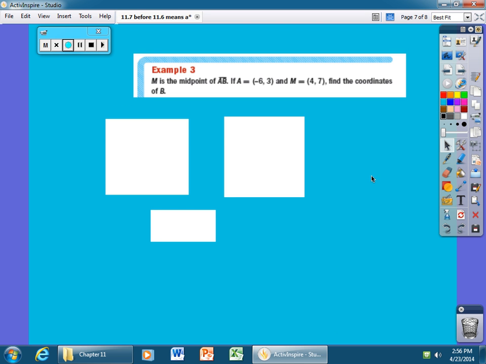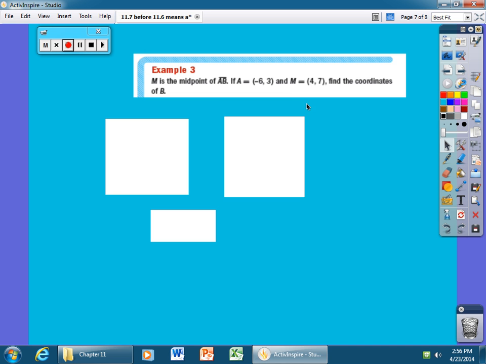Another thing that you might have to do is find, say, the center of a circle. If they would give you the diameter and give you a point on each side of the circle, you could find the midpoint, and that would give you the center of the circle. So that might be something else that you might need to use midpoint for, is finding the center of a circle off of a diameter.